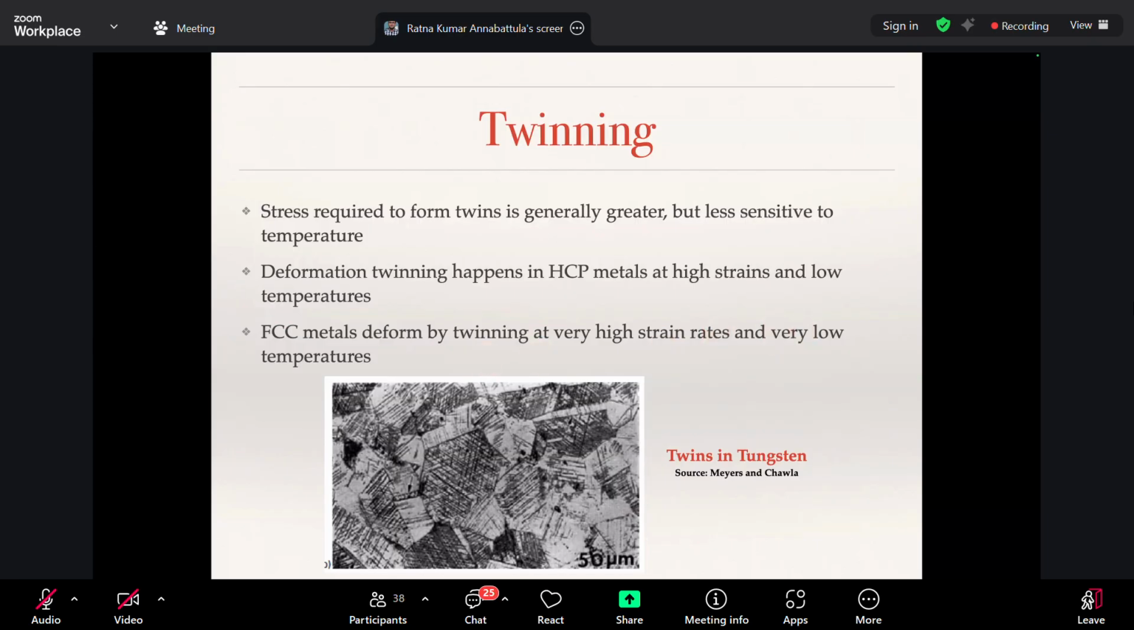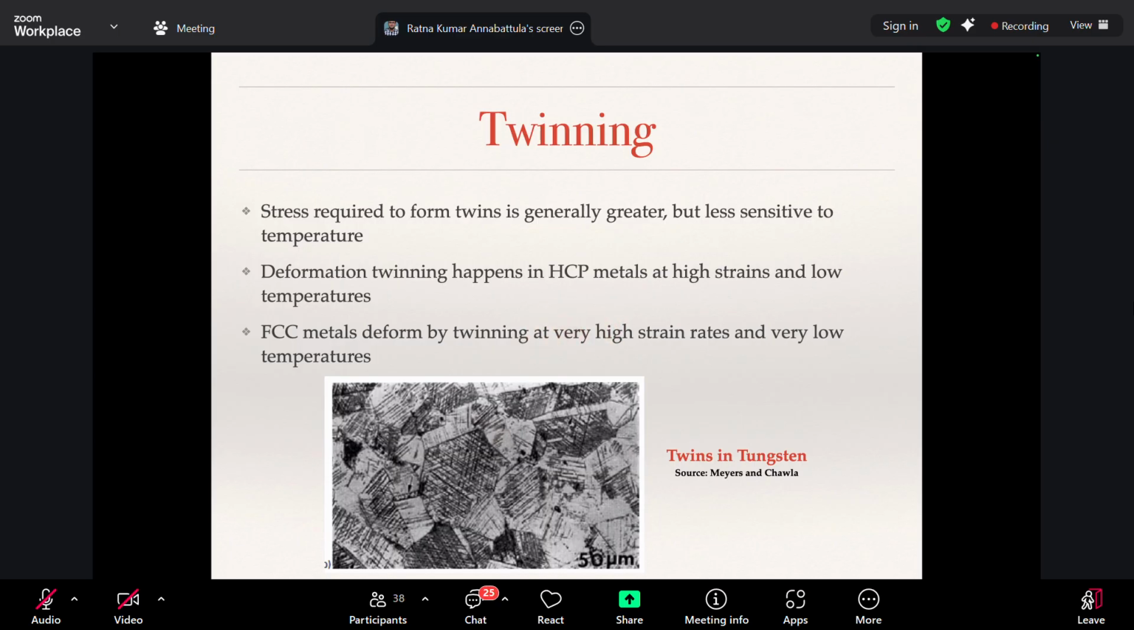If temperatures are very low, that means you don't have enough opportunity for the dislocations to move easily. And if the strain rates are so high, that means you don't have enough time for the dislocation motion. In those scenarios, you can have plastic deformation taking place through twinning.